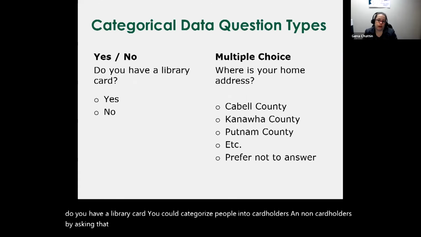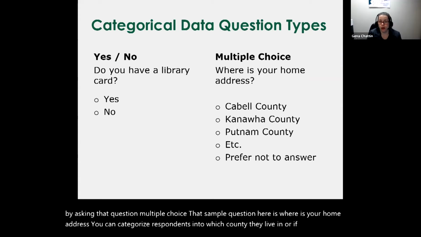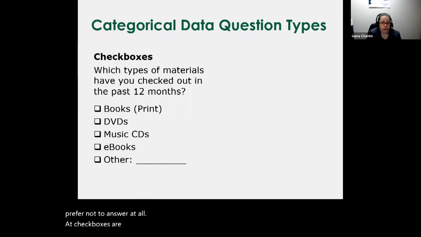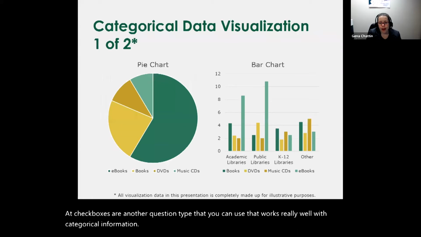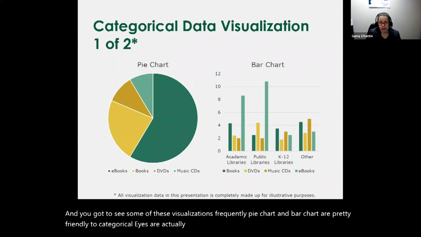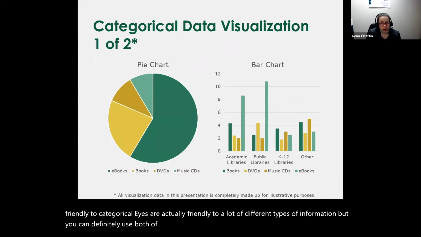Multiple choice, the sample question here is, where is your home address? You can categorize respondents into which county they live in, or if they prefer not to answer at all. And checkboxes are another question type that you can use that works really well with categorical information. And you're going to see some of these visualizations frequently. Pie chart and bar chart are pretty friendly to categorical. They're actually friendly to a lot of different types of information, but you can definitely use both of these with categorical information. And you can see some sample data here.